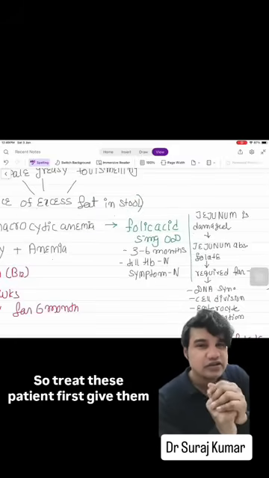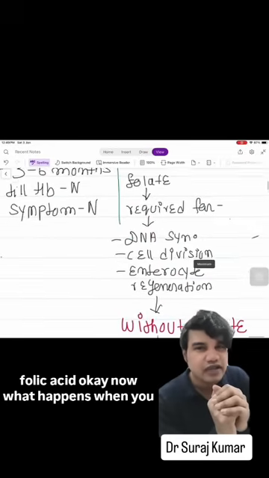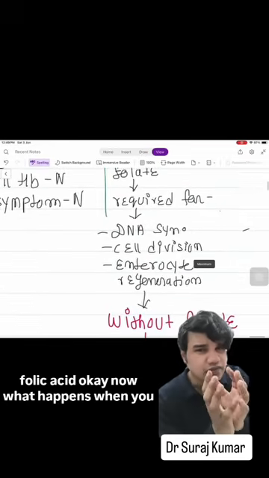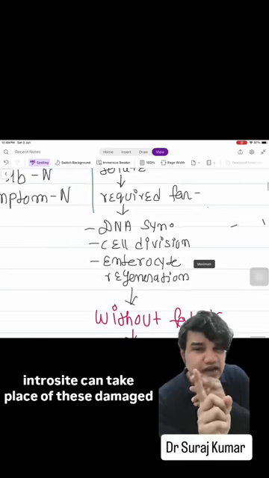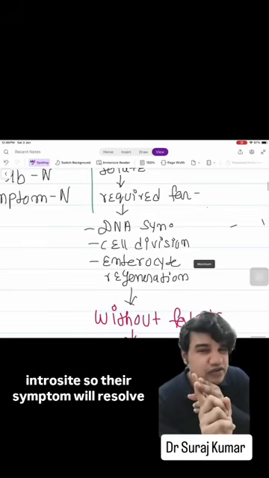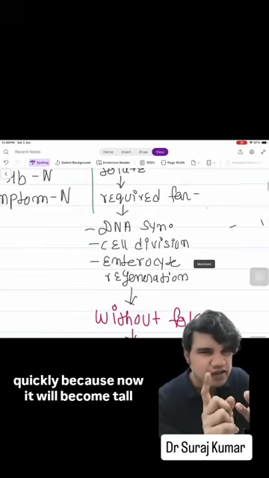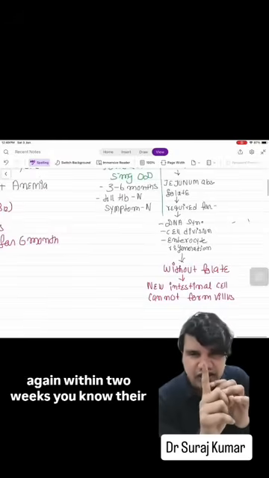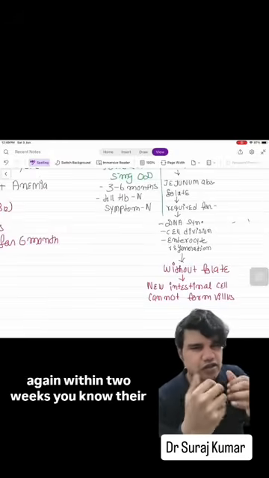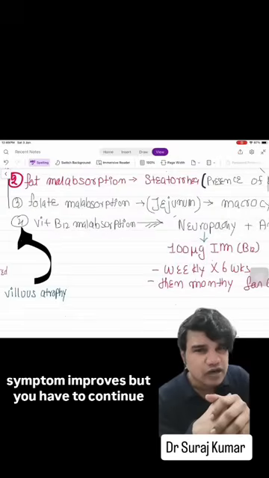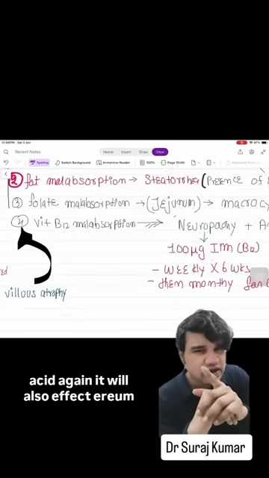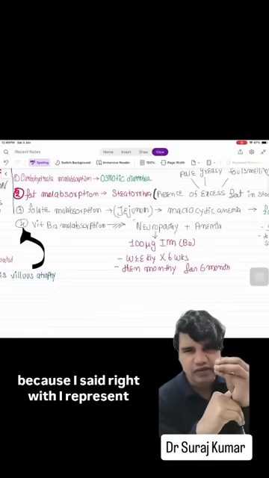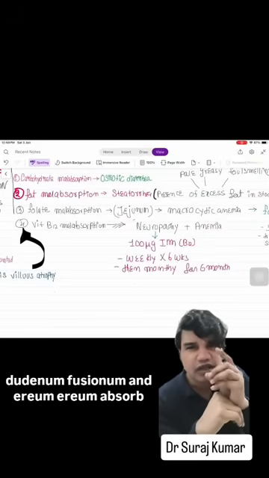So how will we treat these patients? First give them folic acid. Now what happens when you give them folic acid? The new enterocytes can take the place of these damaged enterocytes, so their symptoms will resolve quickly, because the villi will become tall again within 2 weeks. They are asymptomatic, their symptoms improve, but you have to continue it for 3 to 6 months. Okay, folic acid. Again, it will also affect the ileum, because I said villi are present in the duodenum and ileum.